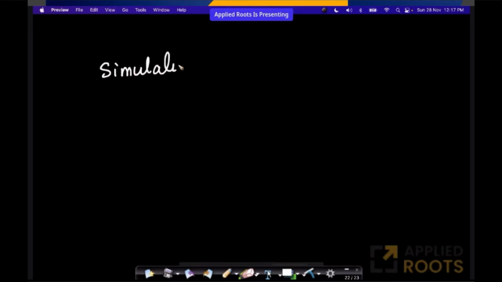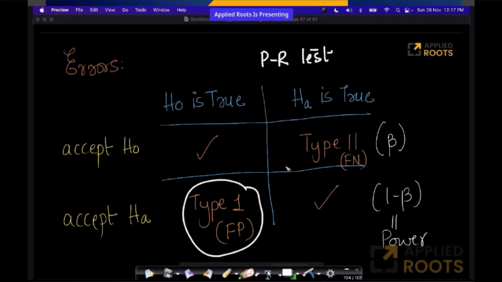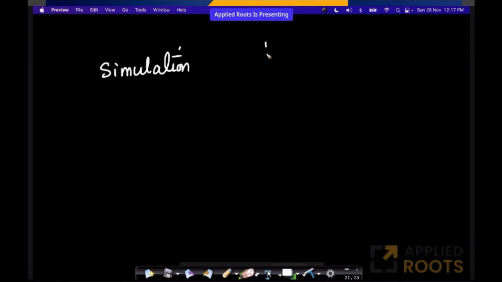To compute, for example, imagine we have a permutation resampling test. For the permutation resampling test, what is beta? What is the false positive rate? How do we compute type 1 error and type 2 error? It's not that easy. In the whole of statistics, there are broadly two ways of obtaining these numbers.